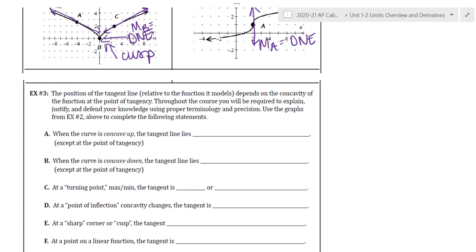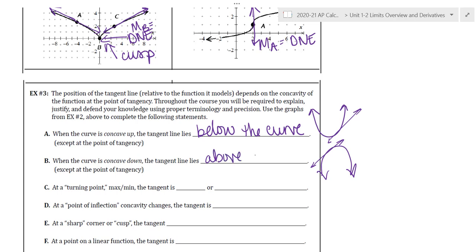Filling out some quick definitions here. When the curve is concave up, so think about, here's the curve, concave up, the tangent line lies below the curve. When the curve is concave down, where are those tangent lines? This is going to be above the curve. At a turning point, so a minimum or maximum, the tangent is 0 or horizontal.